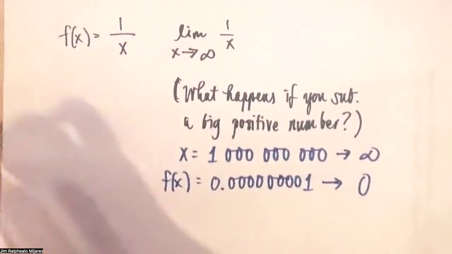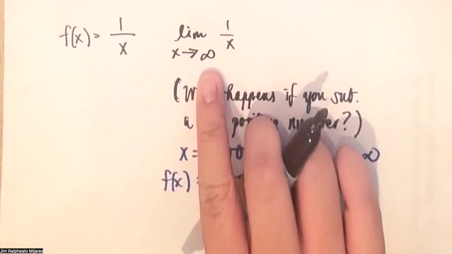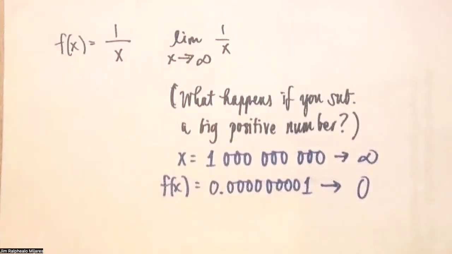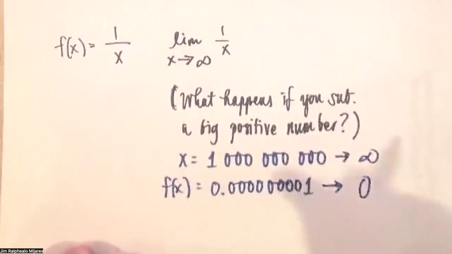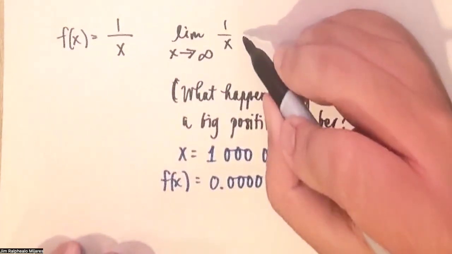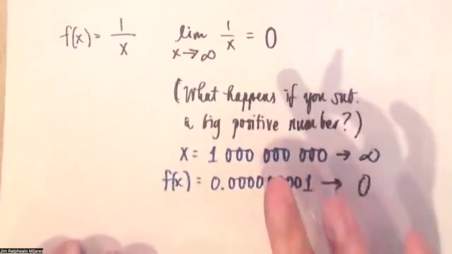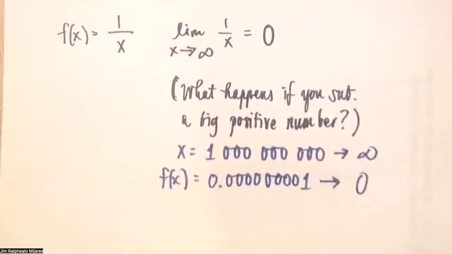And notice that for limits at infinity, we're not saying infinity from the left or infinity from the right because that doesn't make sense, right? So in here, we just say, and it's equal to 0. All right.